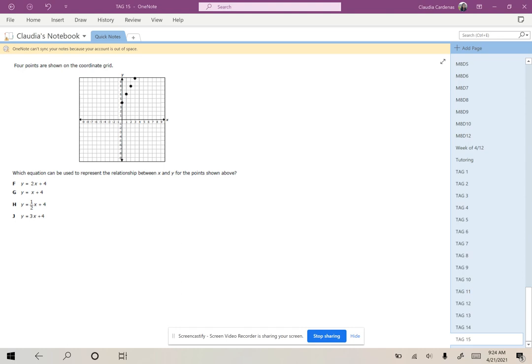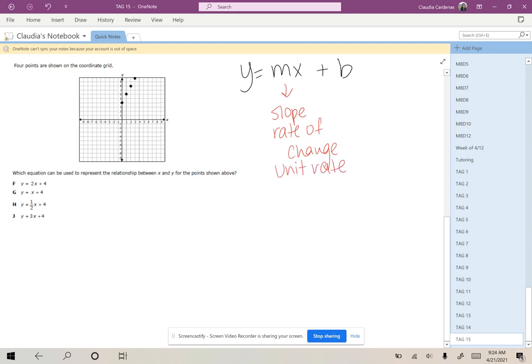First, when we think about our linear equation, it is always written in the format y equals mx plus b. If we remember, m is referred to as the slope, the rate of change, and we also have the unit rate as another vocab term for that. We then know b is the y-intercept, or we could say it's the constant. Or we could say when x is 0, it's whatever the y value is. And so we're going to be using these facts in this problem below.